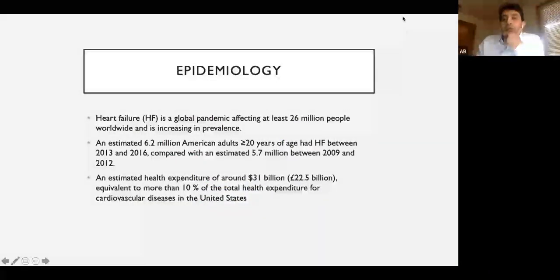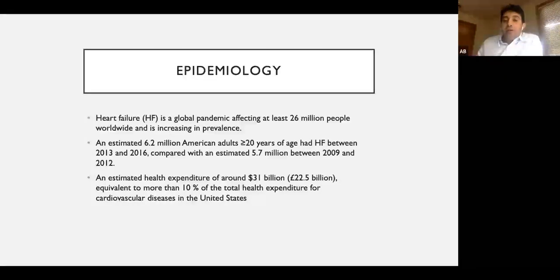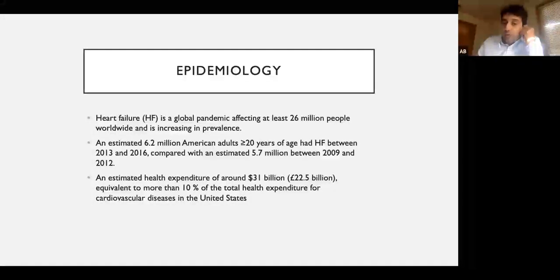So why do we talk about heart failure? It's a big problem everywhere. It's a global pandemic affecting 26 million people worldwide, and it's increasing. Here in the United States, an estimated 6.2 million Americans above the age of 20 had heart failure between 2013 and 2016, compared with 5.7 million between 2009 and 2012.